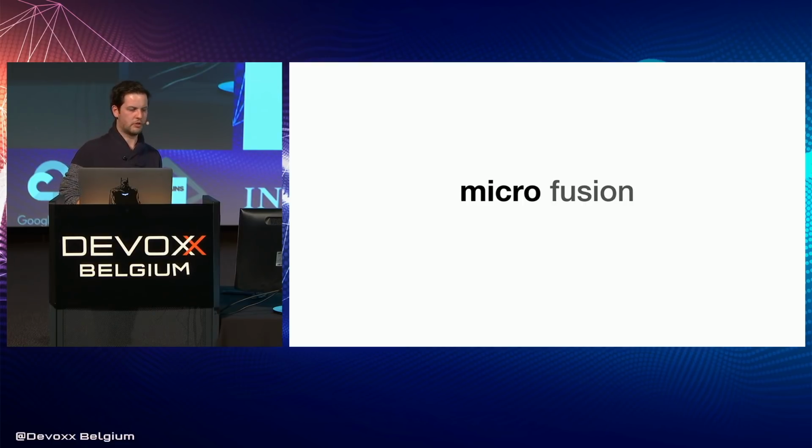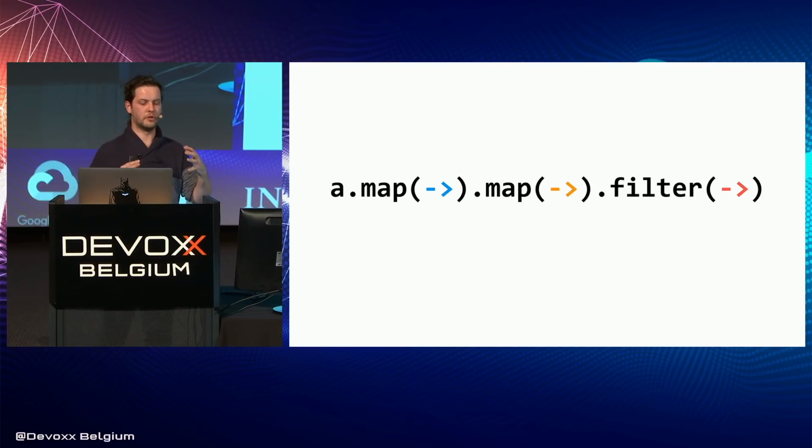And what we call Microfusion is an optimization that works on operators that are not the same. For the previous fusion, it needed to be the same operator, a map, for instance, or a filter. But Microfusion actually works on a sequence like this, where you have a map, a second map, but then you do a completely different operation, a filter. So you transform once, you transform a second time, and then you filter out some data.